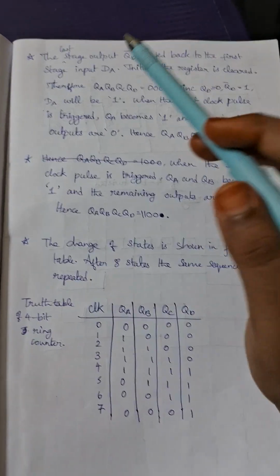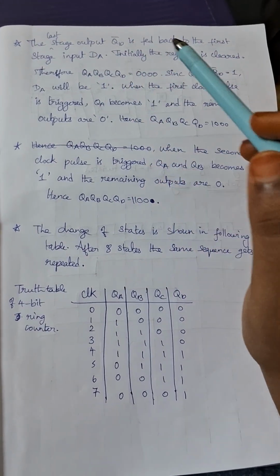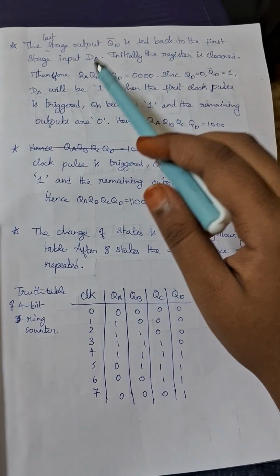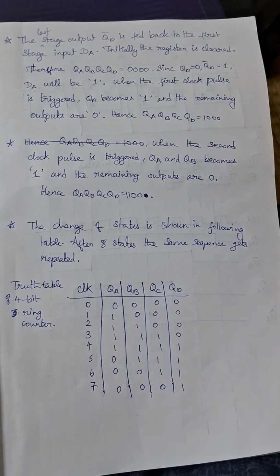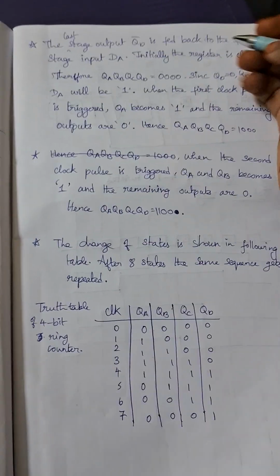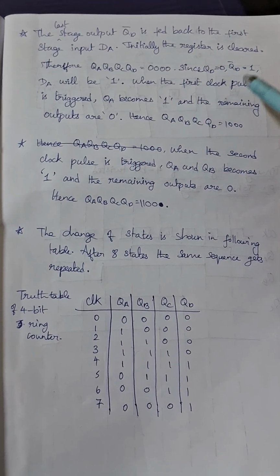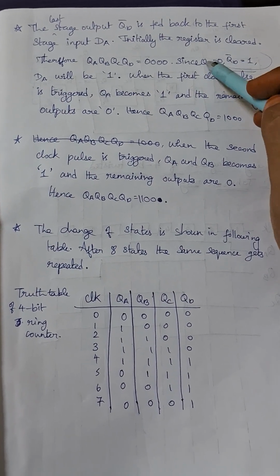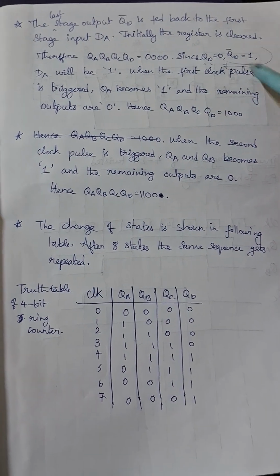Okay, so the next point is, the last stage Q bar D is fed back to the first stage input DA. Initially, the register is cleared. Therefore, QA, QB, QC, QD equal to 0, 0, 0, 0. Since QD equal to 0, Q bar D equal to 1, because it is complementary, right? So, if it becomes 0, it becomes 1. If it becomes 1, it becomes 0.